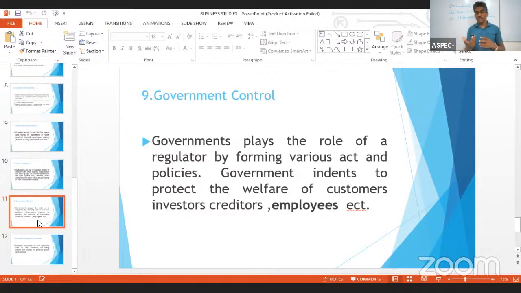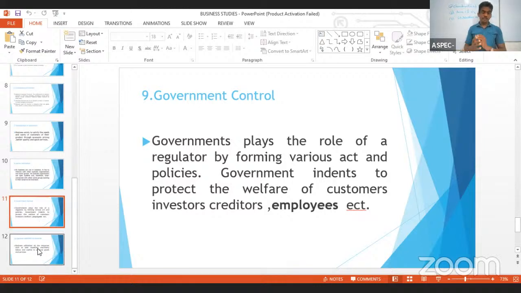Business has to comply with government rules, regulations, and gazette notifications. Business has to comply or respond. If a business violates the gazette notifications, rules and regulations, it cannot survive; it has to face legal cases. Legally, business has to listen to the government's rules, regulations, and policies.